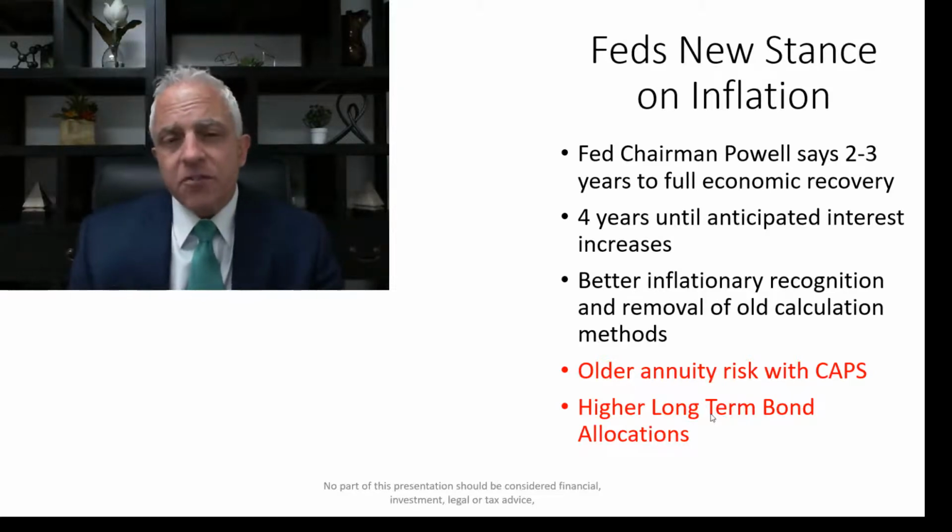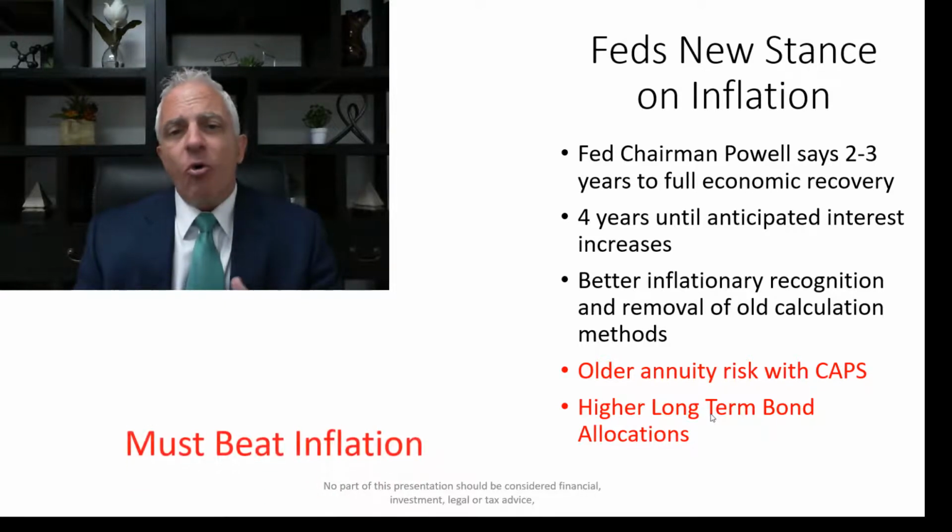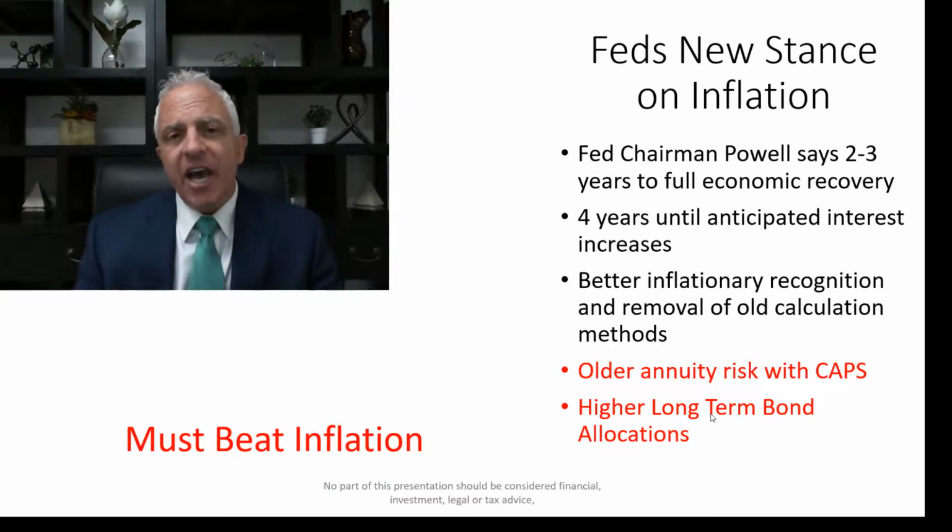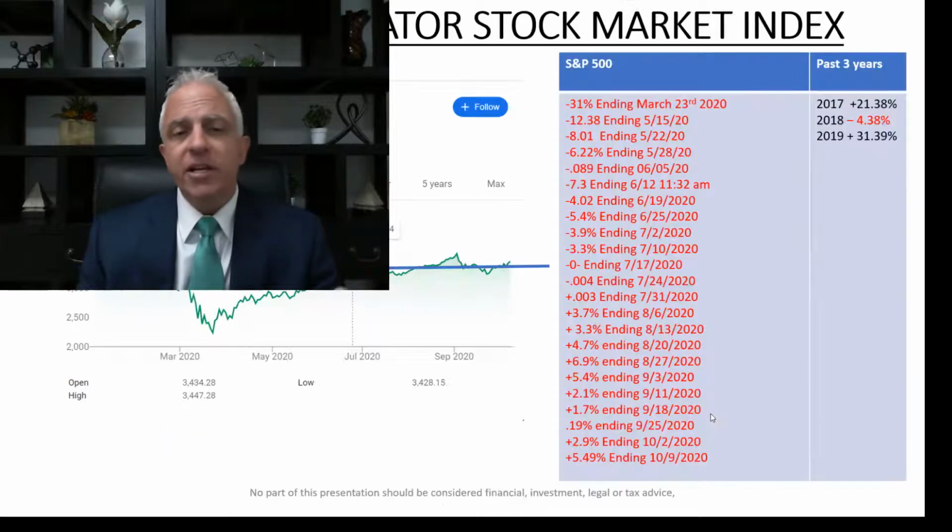Now, what this means for you is that if you have old annuities that have low caps, or you have things that are not producing at or above that inflationary rate, you've got to get moving on changing those things to accommodate those new rates. You must beat inflation. All right, where are we at with the markets?